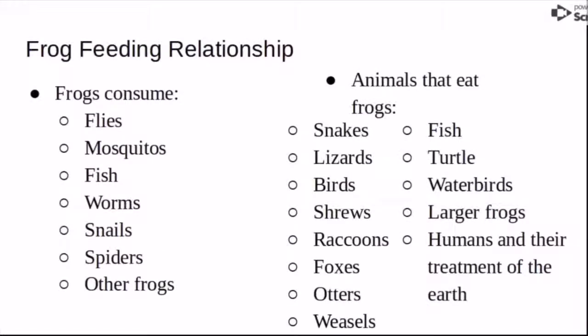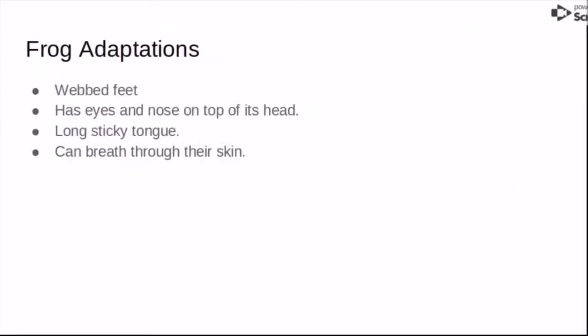Here are some frog feeding relationships. Frogs consume flies, mosquitoes, fish, worms, snails, spiders, and other frogs. Some animals that eat the frogs are snakes, lizards, birds, shrews, and raccoons, and you can pause if you want to see more. So, some frog general adaptations: they have webbed feet.